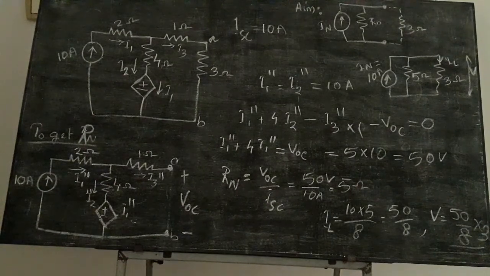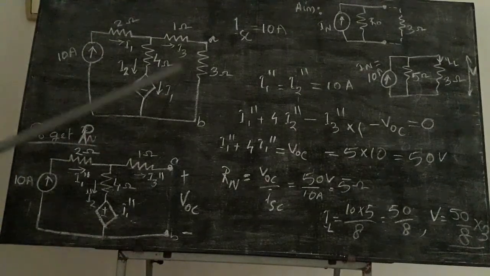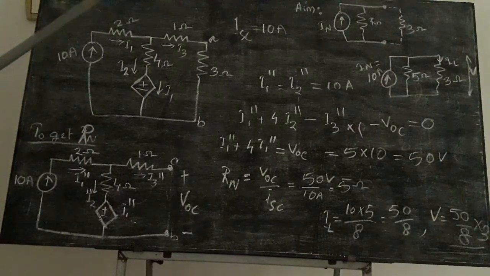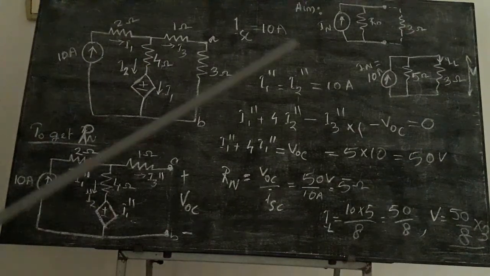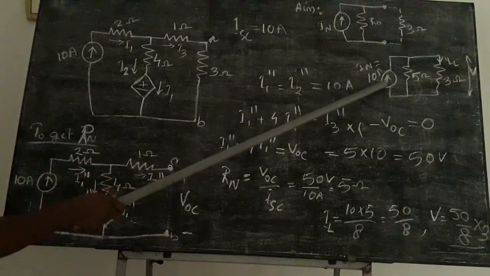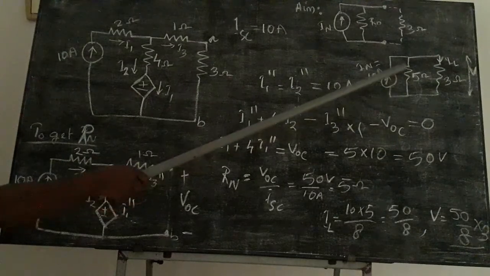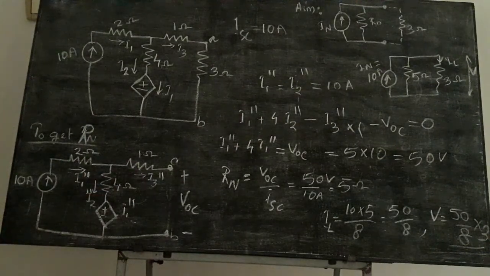Second step also completed. First step, we remove the load, then shorten the terminal, then find out ISC. In the second step, we calculated RN. To get RN, we open the terminal, calculated VOC, then VOC by ISC equal to RN. So we obtain ISC, IN and RN. Now, next step, Thevenin equivalent. Third step, Thevenin equivalent circuit. Equivalent circuit drawn, current source 10 ampere and the Norton equivalent resistance 5 ohm.